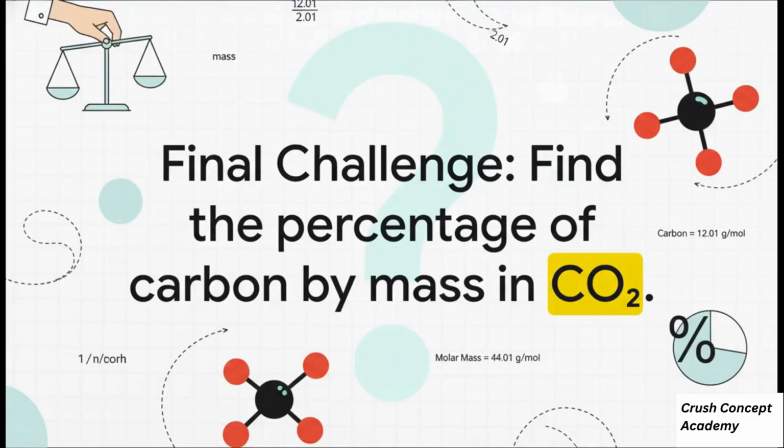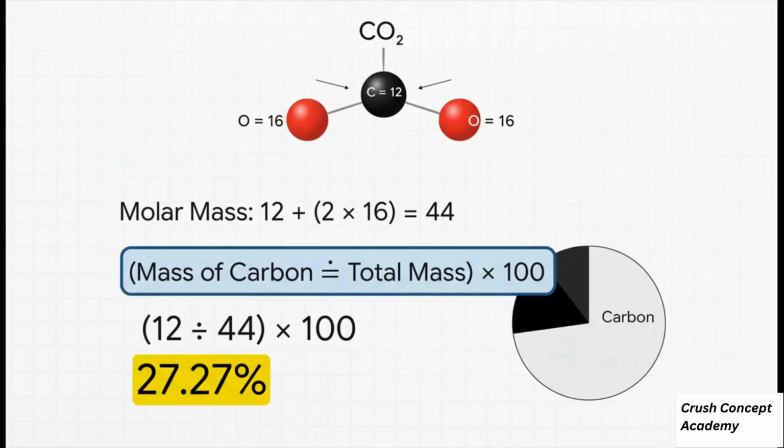Okay, time for a final challenge to bring it all home. I want you to find the percentage of carbon by mass in carbon dioxide, CO2. Go ahead, pause this explainer and solve it. You got this. And the solution is 27.27%. The molar mass of CO2 is 44, and the mass of that carbon atom inside it is 12. You just divide 12 by 44 and multiply by 100. It really is that simple.